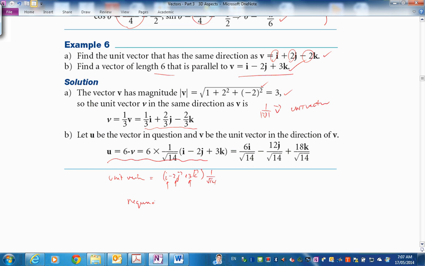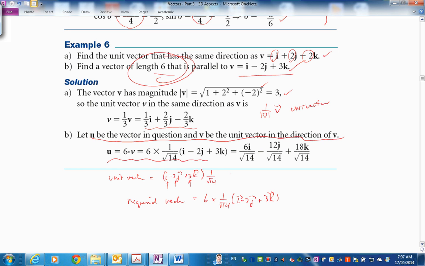The required vector will now be equal to, it's got to be 6 units in length, so it's going to be 6 times 1 on root 14, I take 2j plus 3k. Just a little bit of a different setting out, rather than saying let u be the vector in question and v is the unit vector in the direction of v. Yeah, so I'm doing it slightly different.